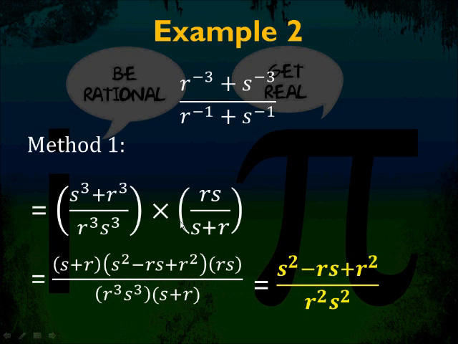So again, with method 1, you simplify the fractions in the top and the bottom, and then you divide them by multiplying the top by the reciprocal of the bottom. And sometimes you can simplify just like you do with numbers.